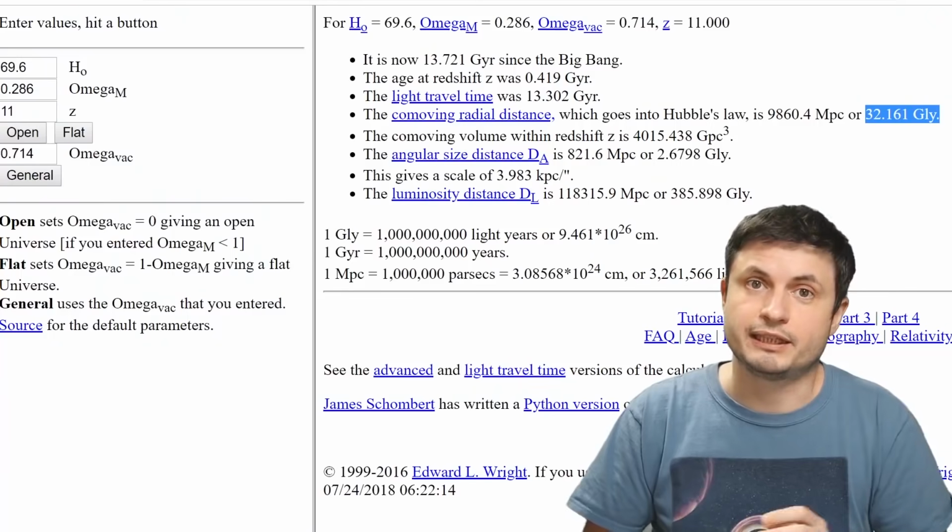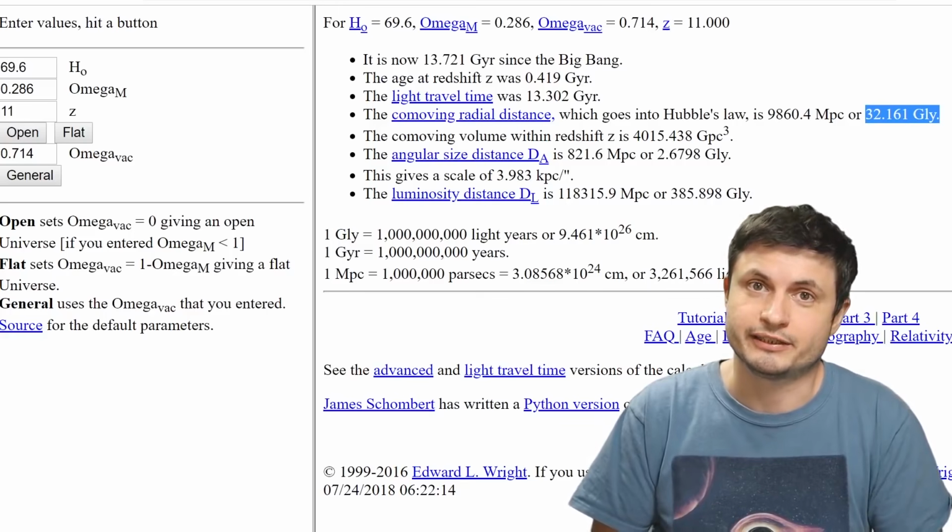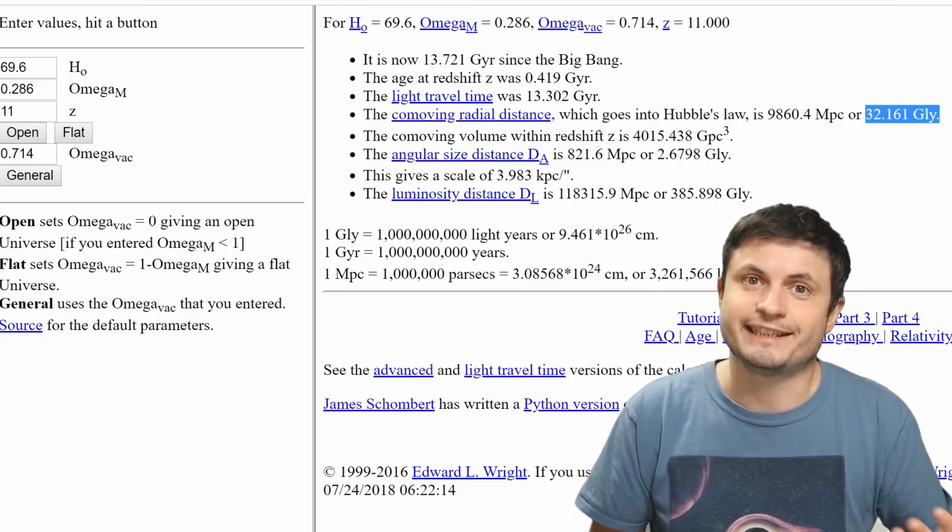Okay, well that's awesome, but how about this galaxy? The redshift here is 11. How far away would this be from us currently? And the value you get is about 32.1 billion light years. That's right, it's about 32 billion light years away from us.